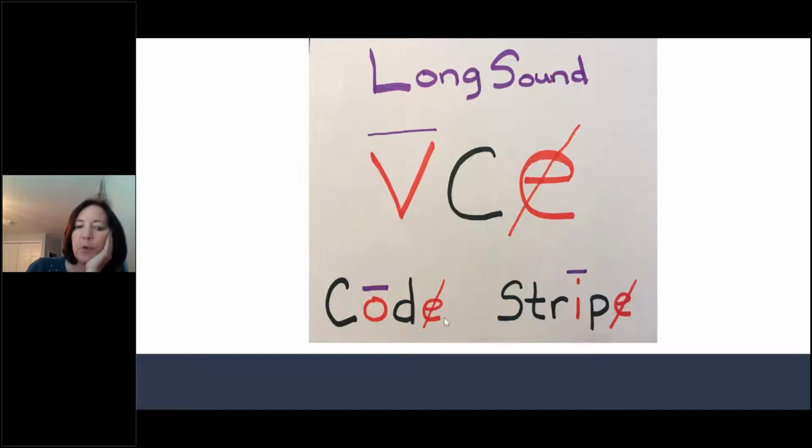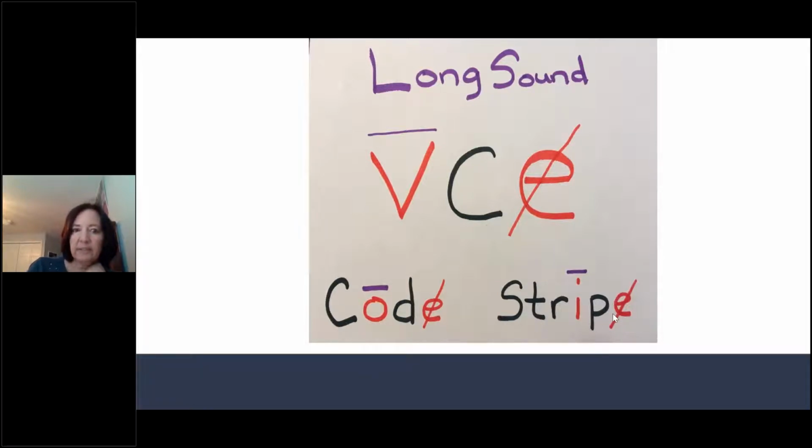So our example words: we know this vowel is going to say the long sound O because there's a consonant and a silent E. So this word would be "code," like you could write in secret code. This word has the I, it's got the consonant, and it's got a silent E. So this word would be "stripe."